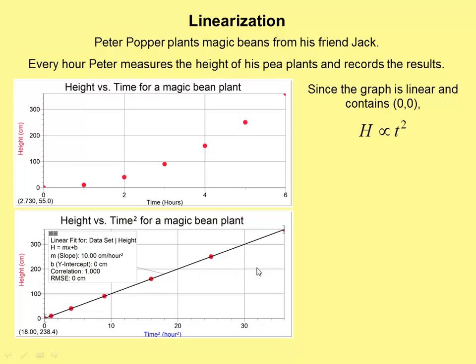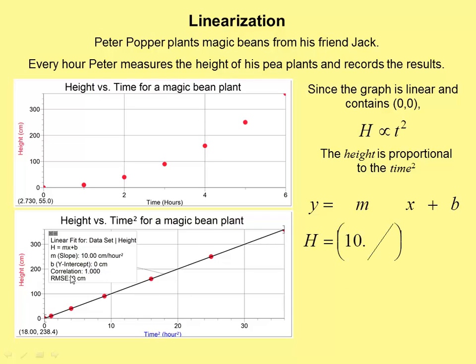Now this second graph we made is linear, and so we can create a math model using our old friend y equals mx plus b. Y is what we graphed on the vertical axis. That's the height, so I'm going to use the variable h. M is the slope, not of this graph, but of our linear graph, which is 10 units of rise, centimeters, over run, hours squared.